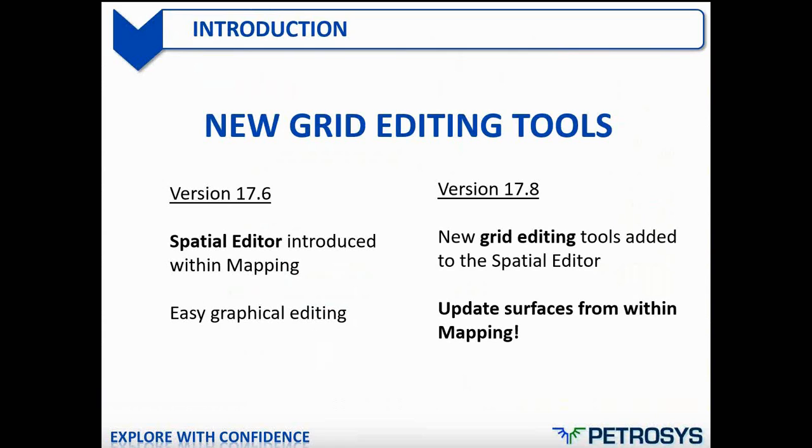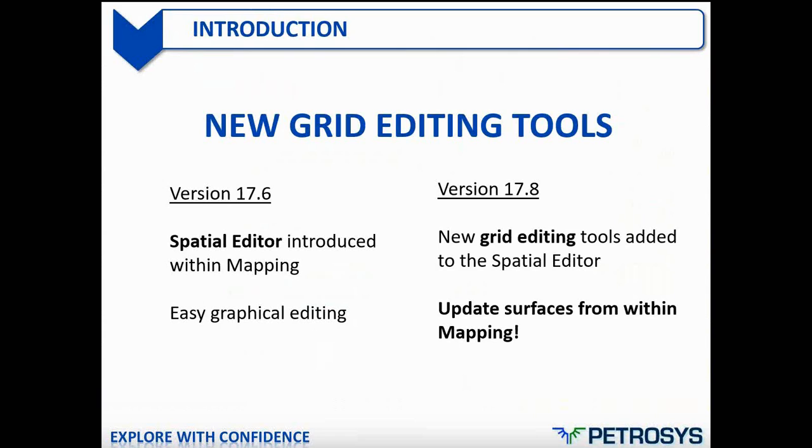So in this version 17.8 this year, we've added grid editing tools to the Spatial Editor. Now, alongside spatial data, you can also edit grids. This includes editing of grid surfaces by using the options that have already been in the Spatial Editor, such as contour and fold and polygon editing options, but also new options for direct editing of grid nodes. And what's more exciting, we can now update surfaces from within mapping. So you don't need to go to surface modeling to create this new surface or update the surface with your changes, but you can regrid the surface directly in the Spatial Editor.